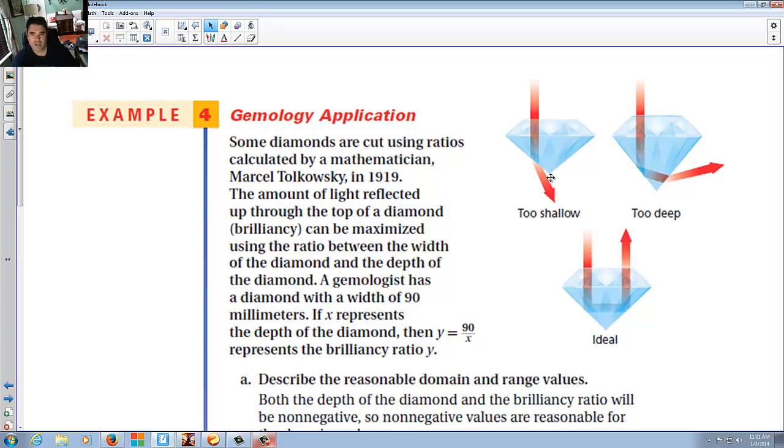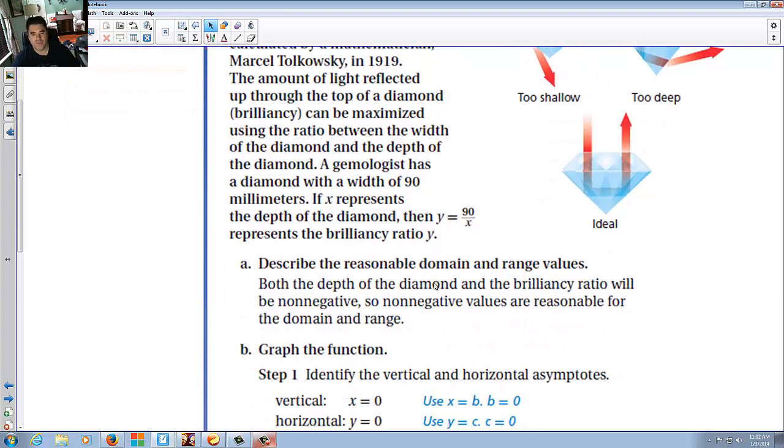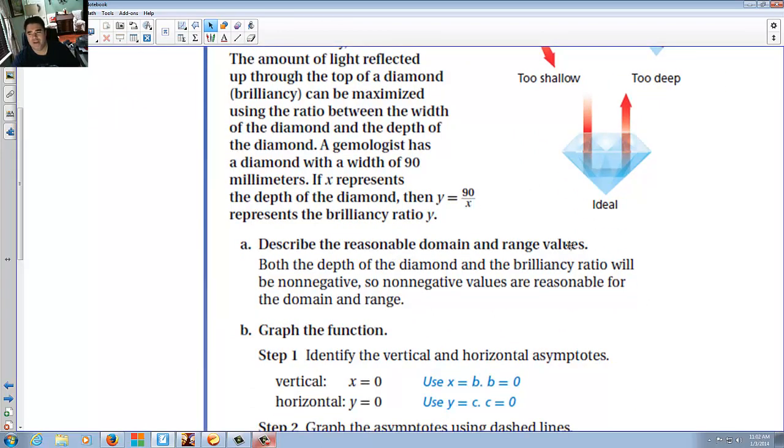If you cut it too shallow, not all, but most of the light's going to go through it and not back up to you. If you cut it too deep, it's going to shoot to the side. But ideal is you get it to where it bounces exactly where it needs to go and comes back up to you. And that's why you get the brilliancy of the diamond. So anyway, they're saying y equals 90 over x represents the brilliancy ratio. So describe the reasonable domain and range values.